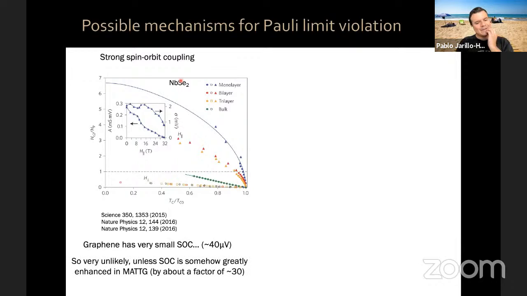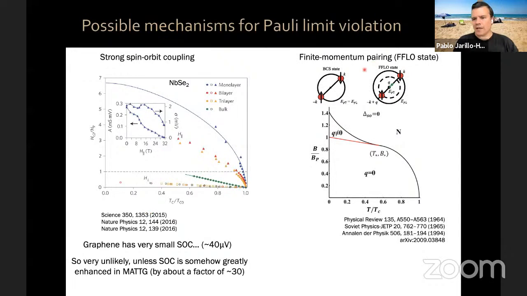So it's very unlikely, unless for some reason we haven't found any theories that were able to tell us a good reason for this, but unless spin orbit coupling is enhanced by almost two orders of magnitude in magic angle twisted trilayer graphene, it would be very unusual that spin orbit coupling would be responsible for the observation of our data. Now, there is also something called FFLO states, finite momentum pairing, okay?